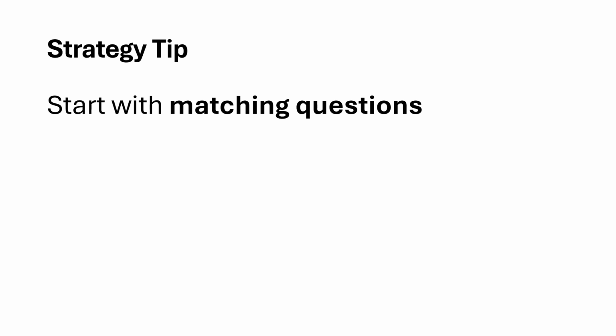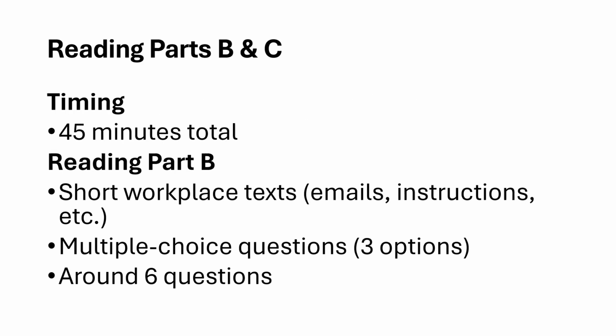Here is a strategy tip. Start with matching questions to quickly understand all the text. After part A, your paper is collected and you receive parts B and C together. Total time for these sections is 45 minutes total. In reading part B, you will get short workplace texts such as emails, instructions, etc. There will be multiple choice questions. Each question will have three options, and there will be approximately six questions in total.